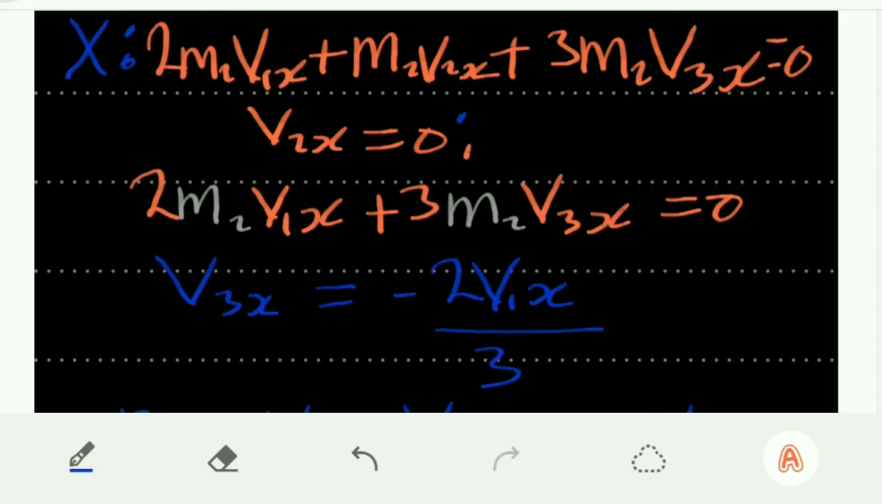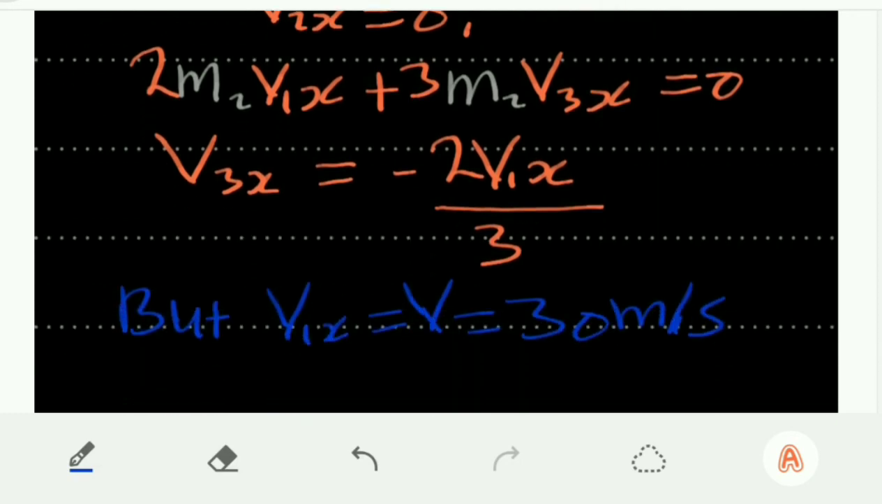We have particle 3 and particle 2 here. No, particle 1 and particle 3. Okay, so when we cancel out the mass, we are going to remain and rearrange this. We are going to remain with 2v1x plus 3v3x equals 0. And when we remain with that, we can express v3 and actually find the value of v3. So when you rearrange that equation, you're going to remain with v3x equals minus 2v1x over 3.